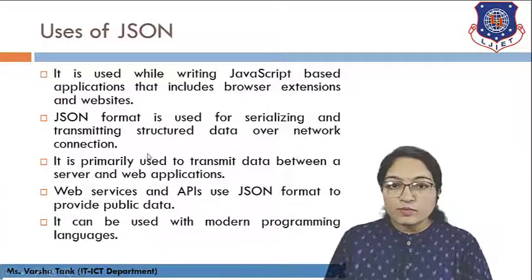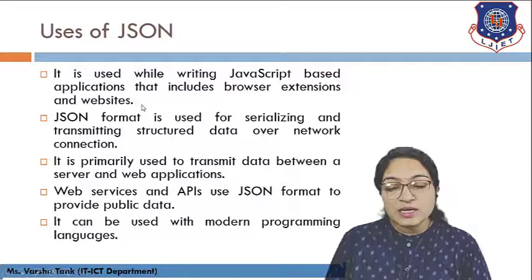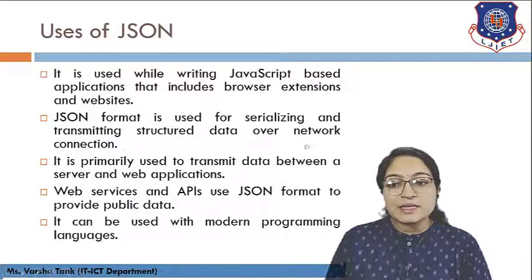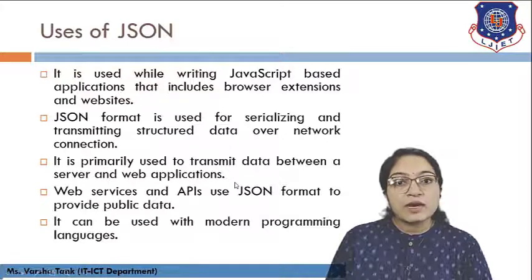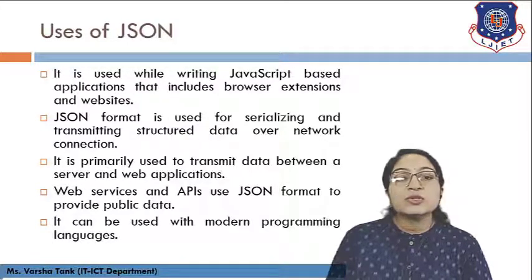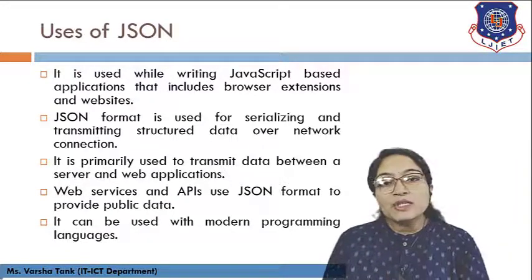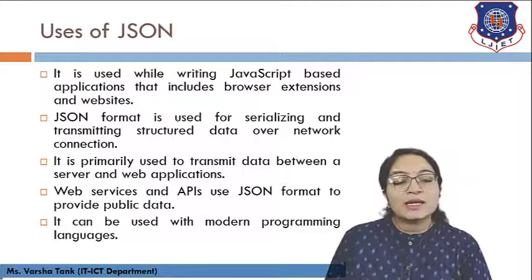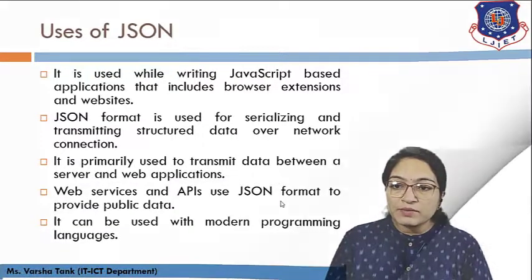Now, what are the uses of JSON? It is used while writing JavaScript-based applications, which include browser extensions and websites. JSON format is used for serializing and transmitting structured data over a network connection. It is primarily used to transmit data between server and web applications. When an application requests data from the server, the server sends the reply, and that reply will be in the form of JSON. It can be used with modern programming languages.